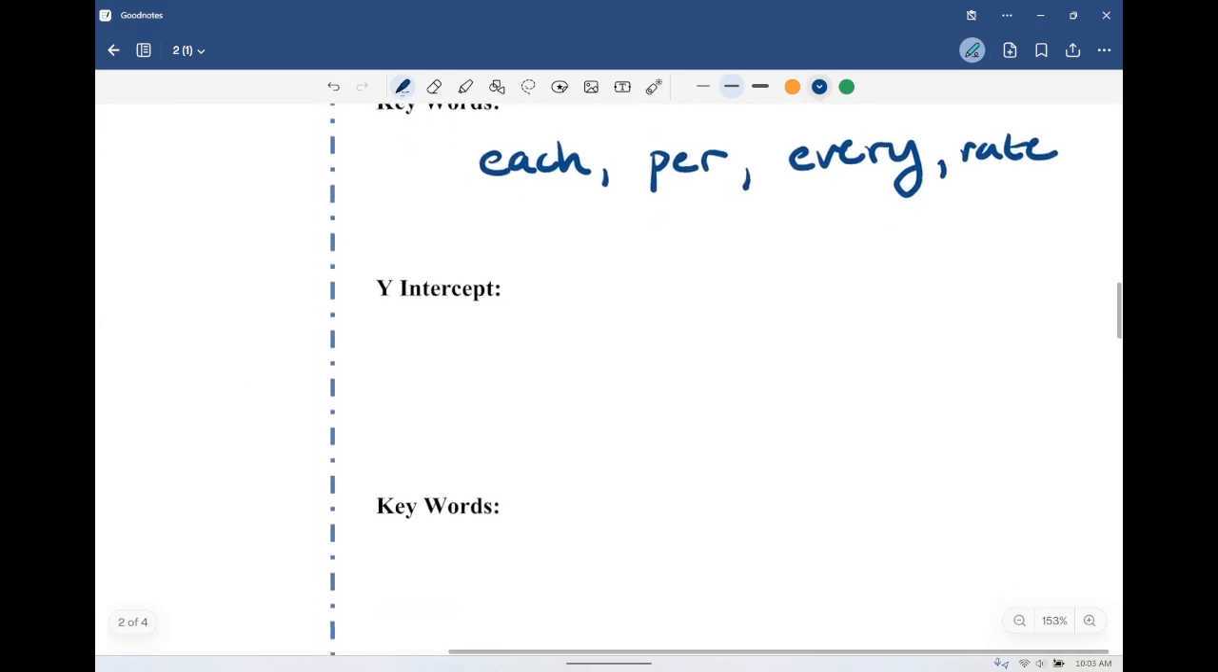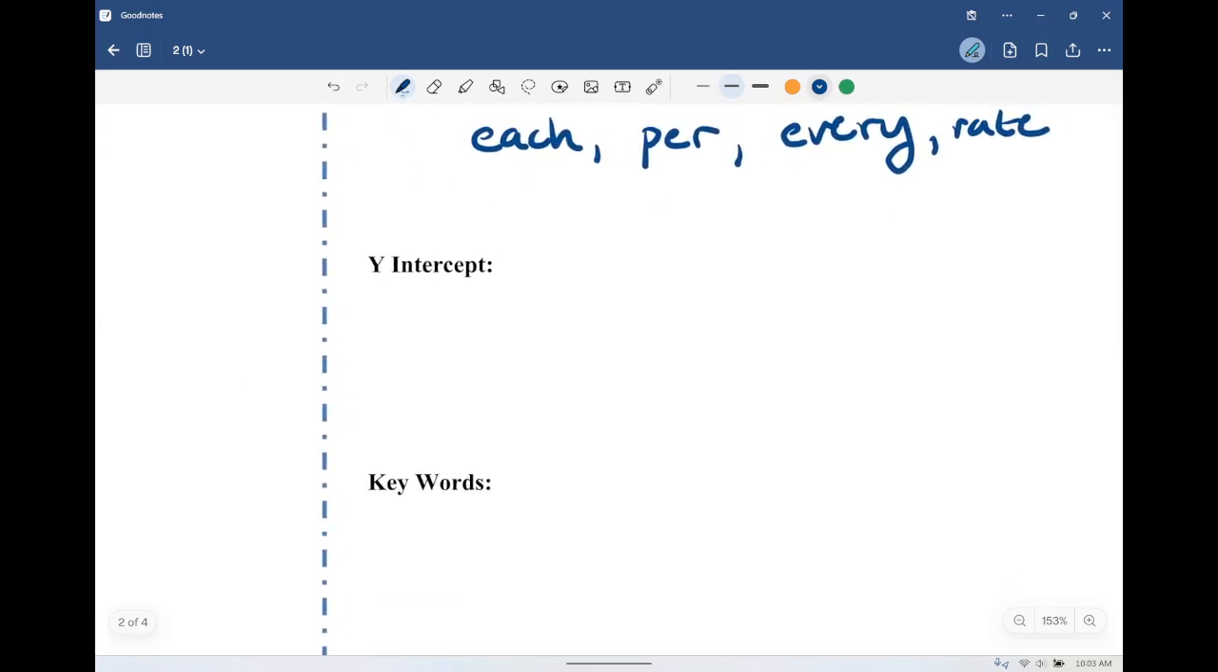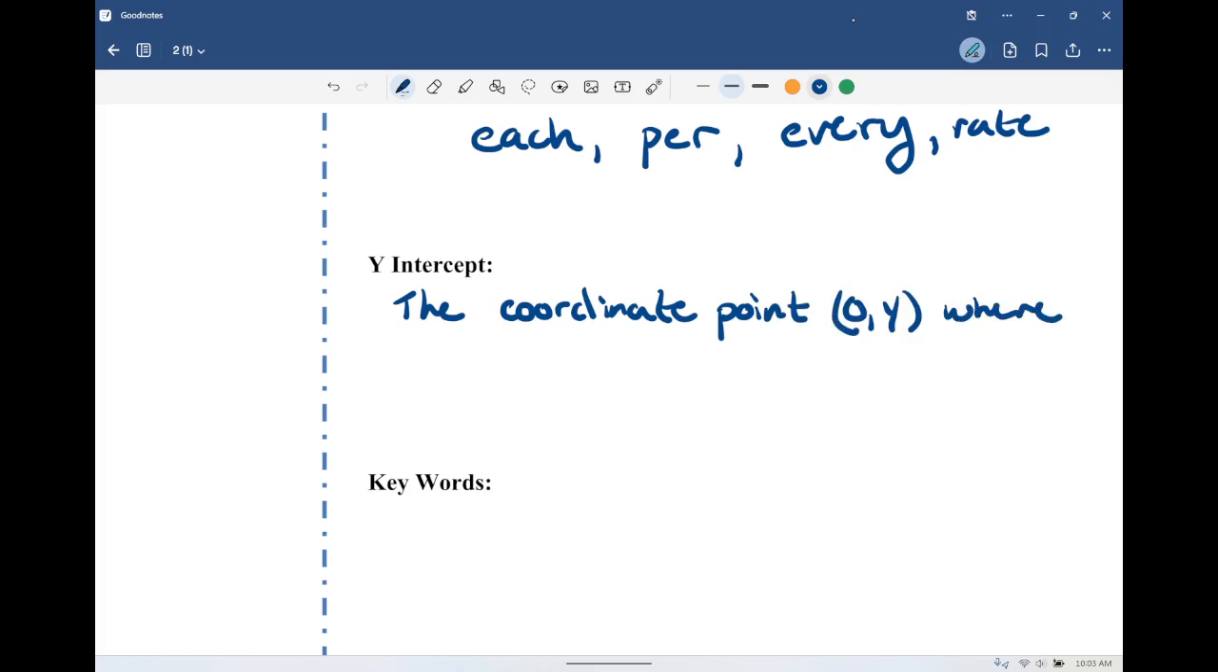Now, y-intercept. We actually didn't stamp the y-intercept, and so we want to stamp that now. This is the coordinate point 0, comma, y, where the line crosses the y-axis. The coordinate point 0, comma, y, where the line crosses the y-axis.